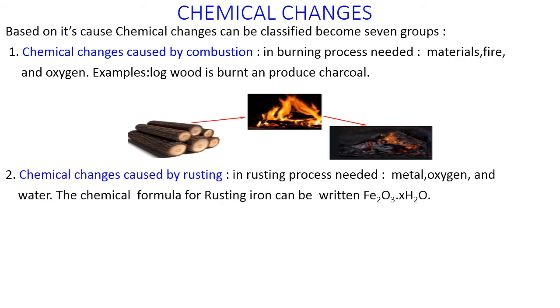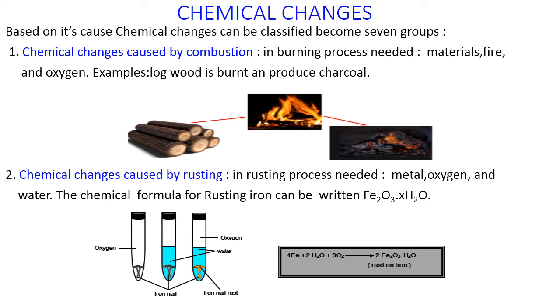The second group is chemical changes caused by rusting. In rusting process needed metal, oxygen, and water. The chemical formula for rusting iron can be written Fe2O3.XH2O.